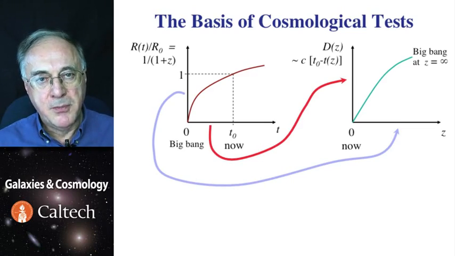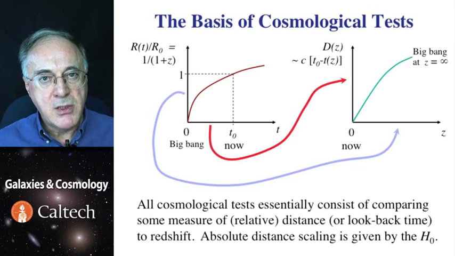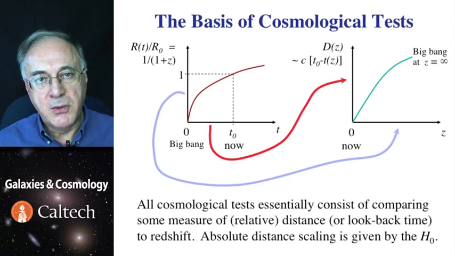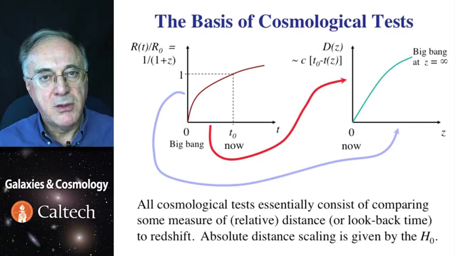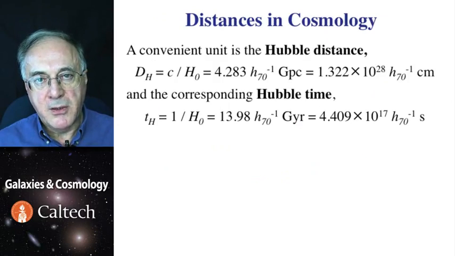So we flip this diagram, and instead of expansion factor R of t, we use the redshift, which is an observable quantity. And instead of the time, we use a distance, which we can figure out how to measure in some way. So essentially, all cosmological tests boil down to this. We have to somehow measure a set of distances to points as a function of redshift. And because the whole thing just scales with Hubble constant, we only need to determine the shape of that curve. So let's figure out how to measure distances in cosmology.